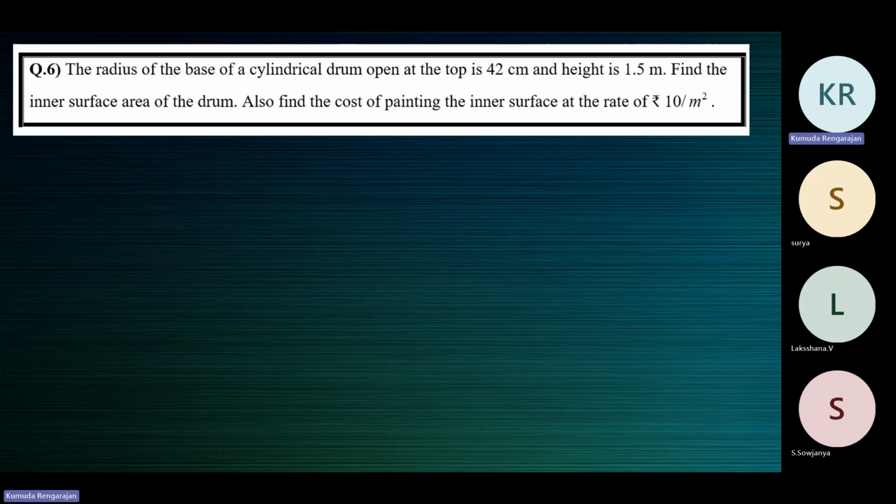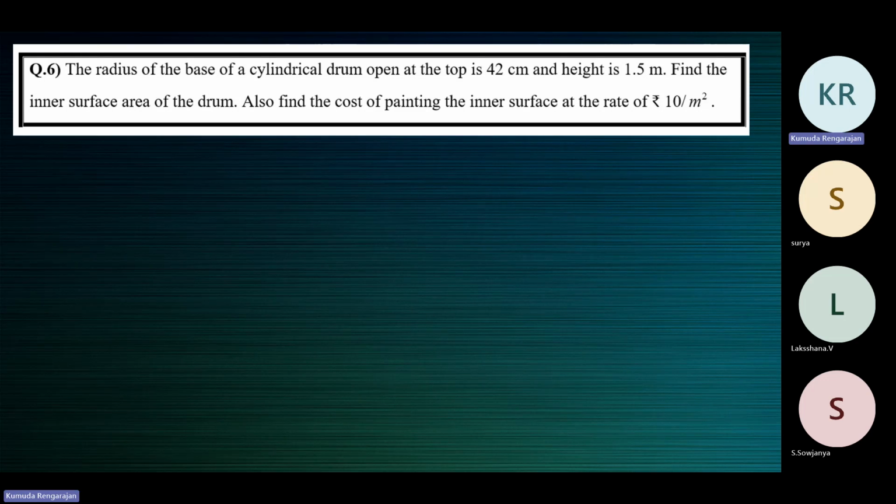The inner surface area. So whenever you have to find surface area, just imagine that you have to paint all the surfaces inside the drum. So where all will you paint? I'll tell you the different surfaces of a cylinder. A cylinder has one curved surface and two flat surfaces. Each flat surface is a circle.